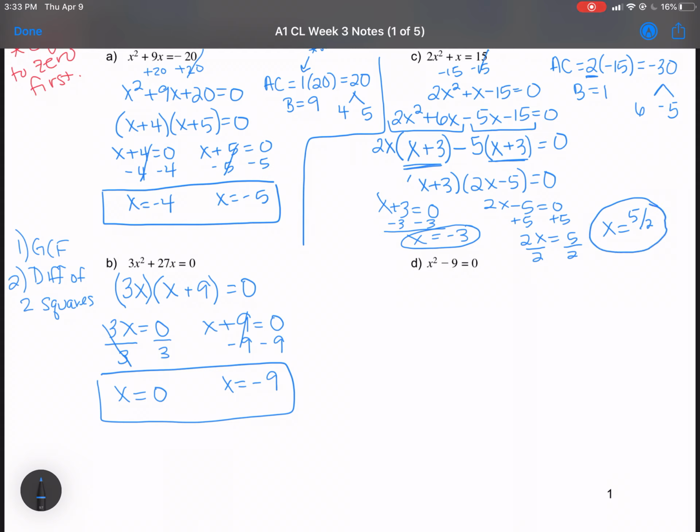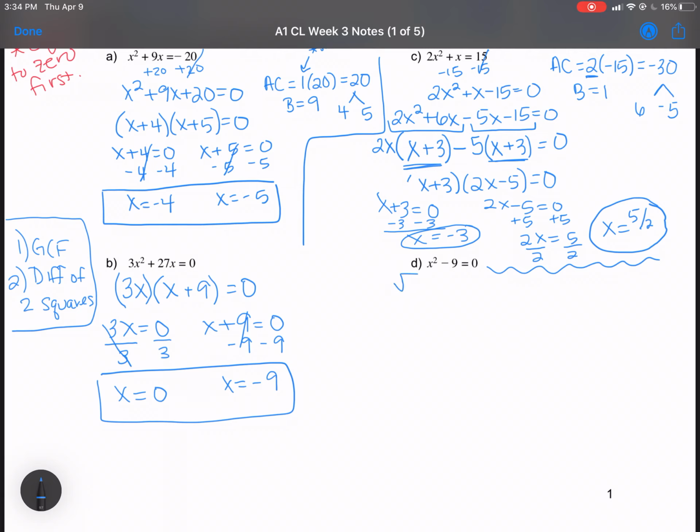All right, and our last one, D, we have x squared minus 9 equals 0. So we have two terms. So again, we're going to look at this idea that we can either do the GCF or the difference of two squares. So there is no GCF between x squared and negative 9. So now we need to see, can we do the difference of two squares? So we are subtracting, so there is a difference. And now we're going to do the two squares.